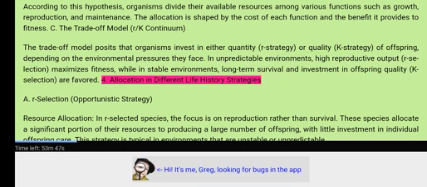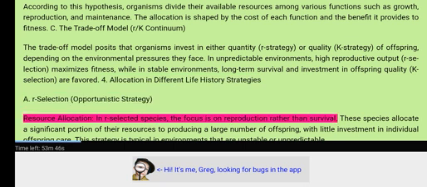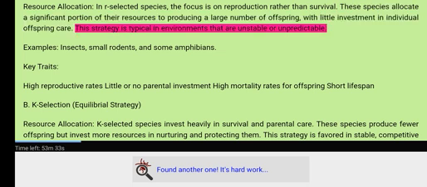4. Allocation and different life history strategies. A. R selection, opportunistic strategy. Resource allocation. In R-selected species, the focus is on reproduction rather than survival. These species allocate a significant portion of their resources to producing a large number of offspring, with little investment in individual offspring care. This strategy is typical in environments that are unstable or unpredictable.